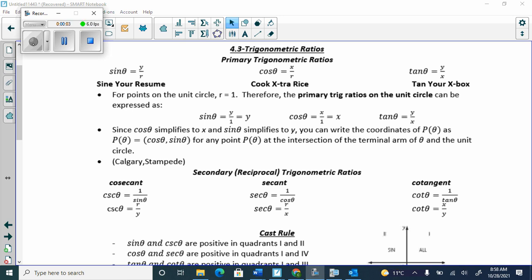We looked at primary trig ratios. Did you guys look at secondary ones last year? Yeah, they're fun. It's okay, you don't have to remember that. It was extra, but now it's not.